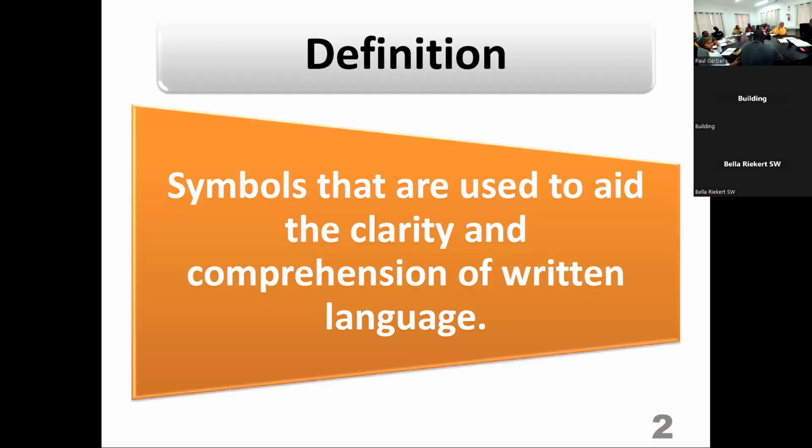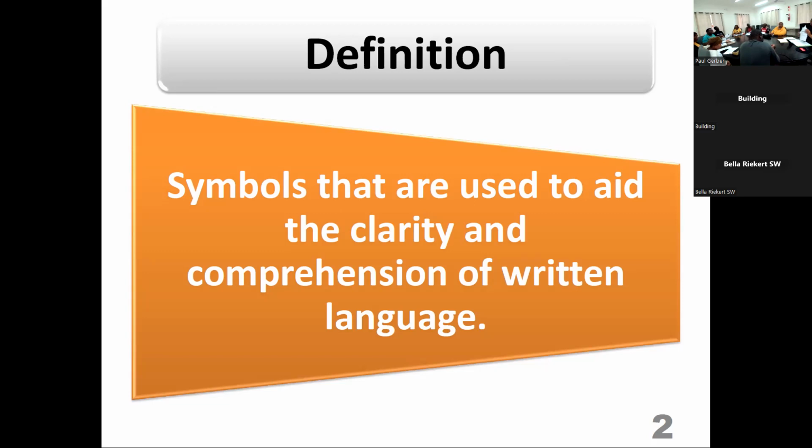A simple definition: punctuation is symbols that are used to aid the clarity and the comprehension of the written language. You guys got that on your page? You don't print out? Okay, no, I need to write.